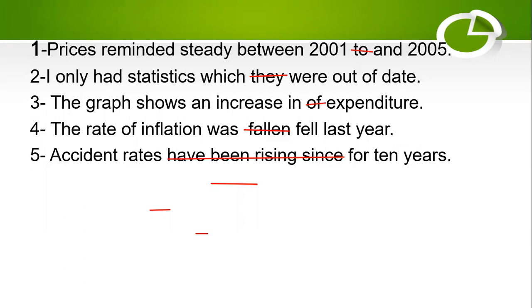Accident rates for 10 years. This sentence is about time expression. We use since for a point of time and for for a period of time. So this sentence is talking about a period of time, for 10 years. If you use have been rising since 10 years, it doesn't make sense. Grammatically, it's not correct.